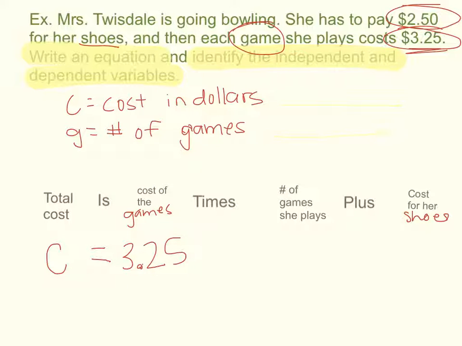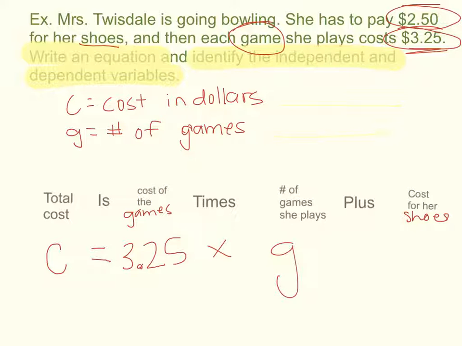Now that depends on how many games I play. Well, I don't know how many I'm going to play, so I need to use a variable to represent that. I'm going to use the variable G to represent the number of games. So 3.25 times G, which is the number of games I play.